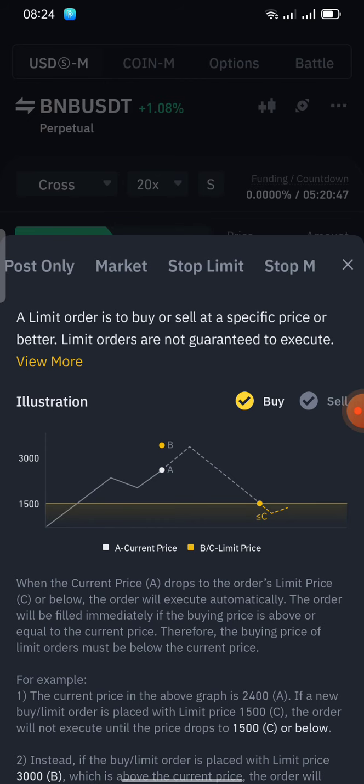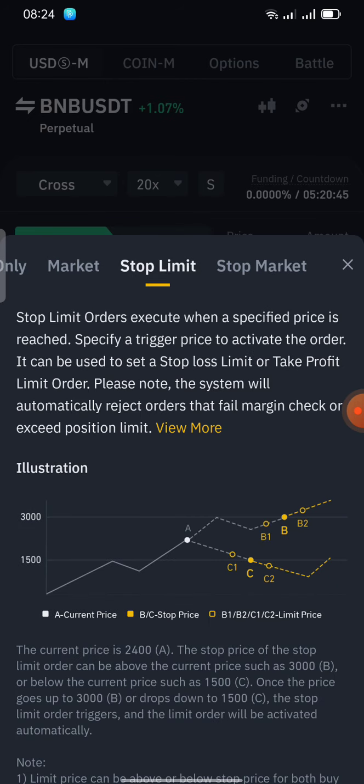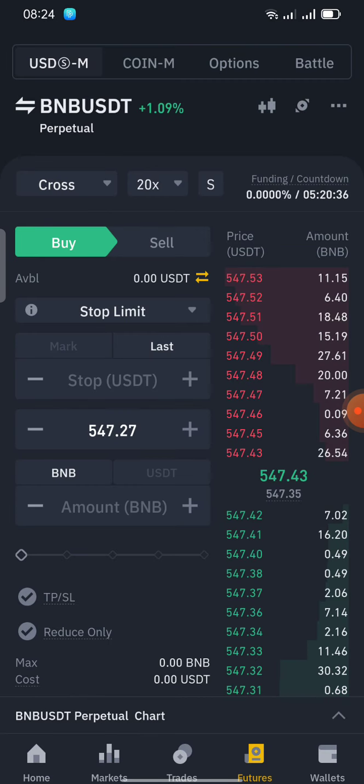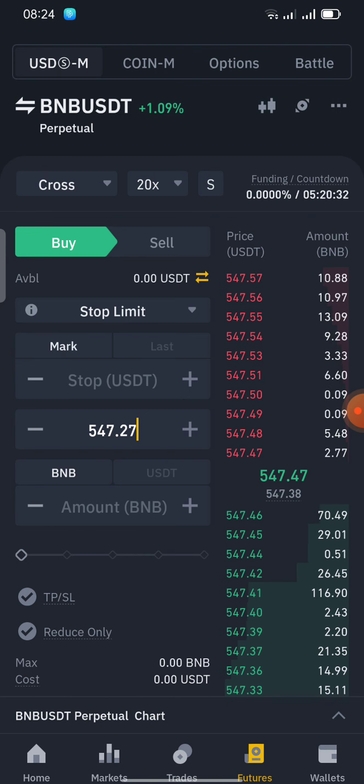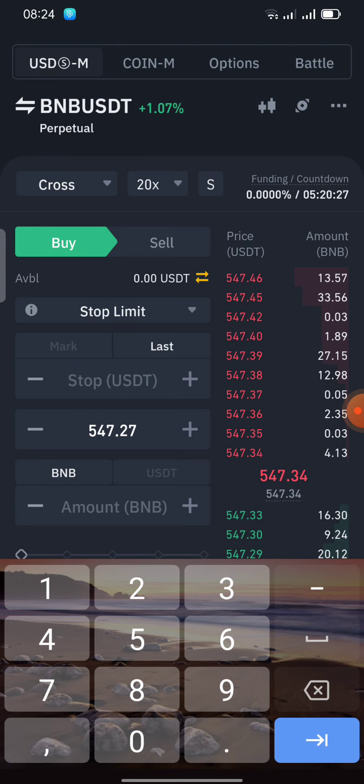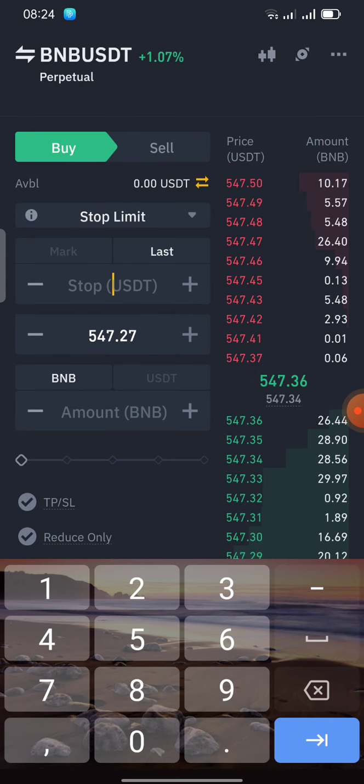So for now I'll choose stop limit, because stop limit stops your loss amount. You can put the market value where you want to stop it. So here I have kept the stop limit and loss. So right now it's trading at 547.36. Okay, so how much do you want to stop at? I would like to stop it at 542.